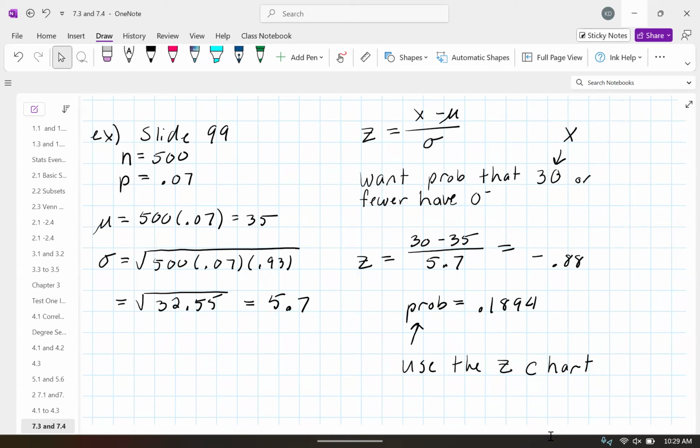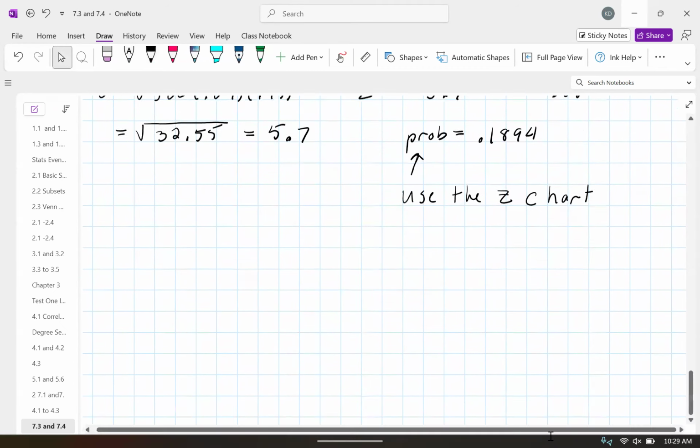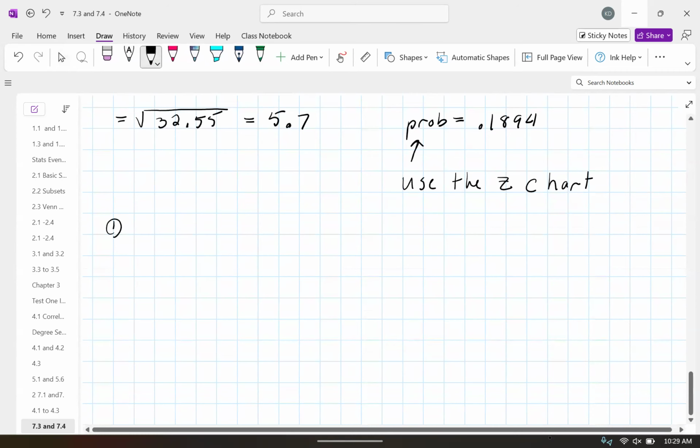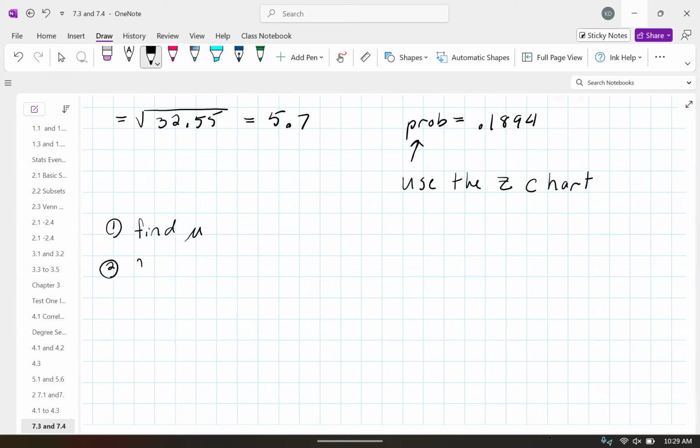The probability is fairly low that only 30 of them, or 30 or fewer, will have type O negative blood. So we're probably going to have more than that, or closer to that. So that's how we use this. We're going to find our mean, find our standard deviation, and use z equals our data value minus our mean, divided by our standard deviation.